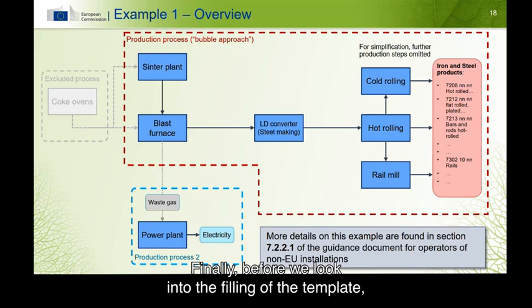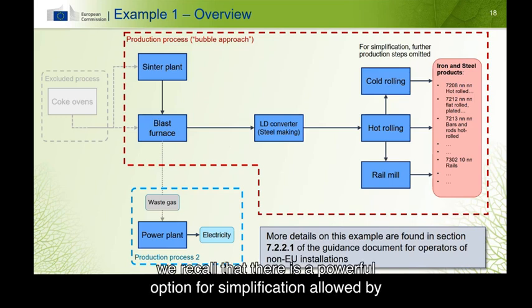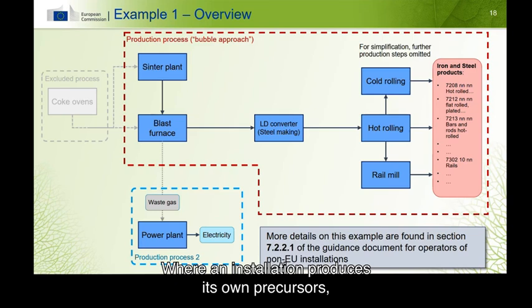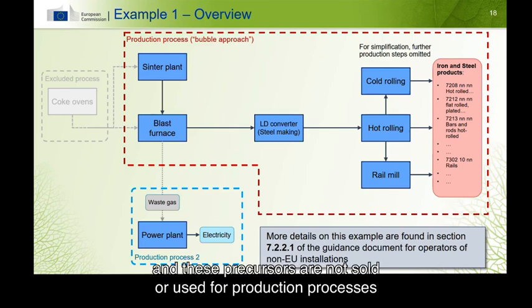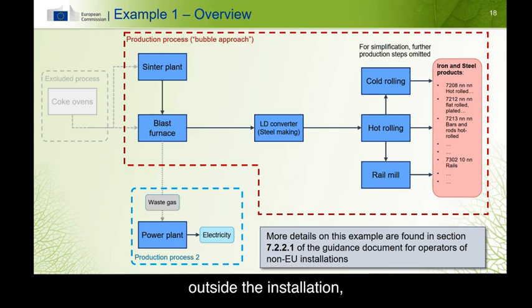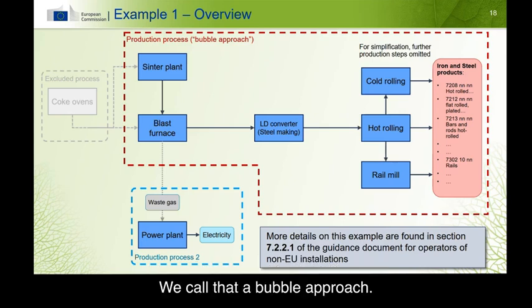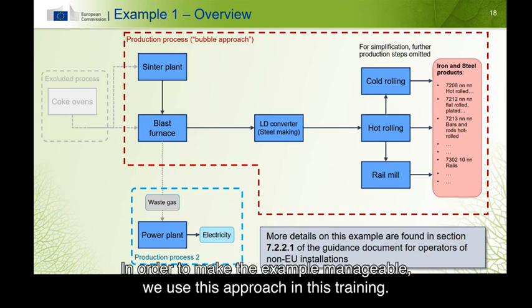Finally, before we look into the filling of the template, we recall that there is a powerful option for simplification allowed by the CBAM Implementing Act. Where an installation produces its own precursors, and these precursors are not sold or used for production processes outside the installation, several processes can be joined to form one bigger production process. We call that a bubble approach. In order to make the example manageable, we use this approach in this training.